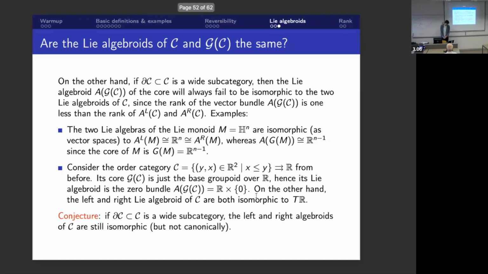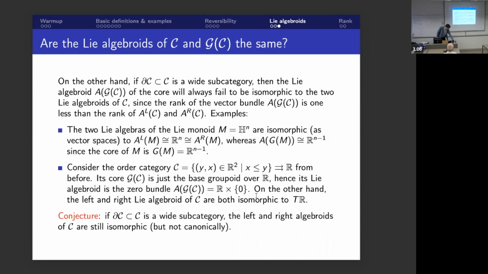But we do conjecture one thing. If we do indeed have a wide subcategory, the boundary being a wide subcategory, then the left and right algebroids of our Lie category are still going to be isomorphic, but not canonically. Before, in the case where we had units lying inside the interior, they were isomorphic because they were both isomorphic to the algebroid of the groupoid of the core. But now this isomorphism is not going to come naturally. It's not going to come canonically.